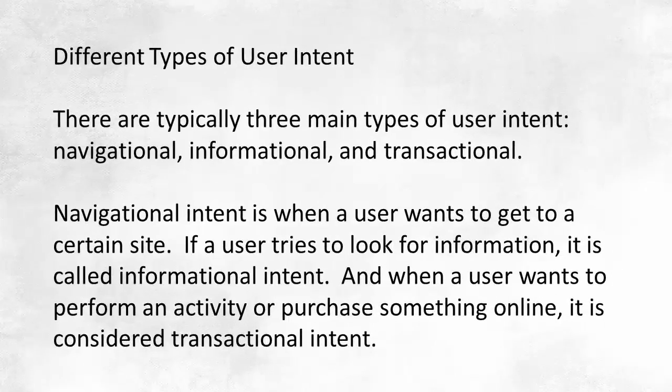Different types of user intent. There are typically three main types of user intent: navigational, informational, and transactional. Navigational intent is when a user wants to get to a certain site. If a user tries to look for information, it is called informational intent. And when a user wants to perform an activity or purchase something online, it is considered transactional intent.